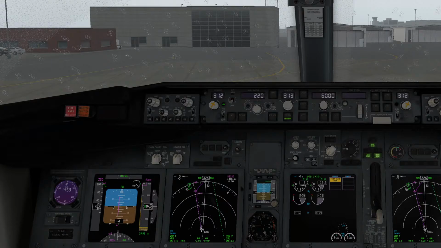EGT is increasing, should peak around 480. 475, and now decreasing, and N1 increases. Start valve closed. Good start on engine number 1.